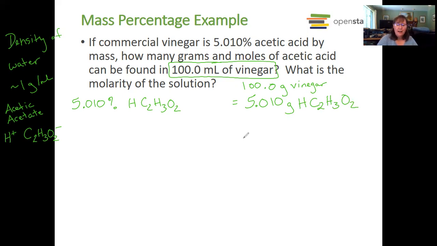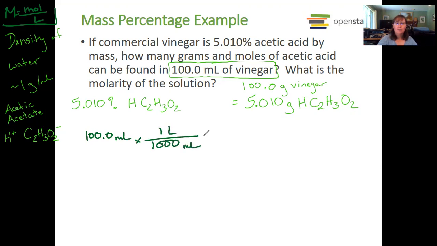Okay, all right. So now our next question says, what is the molarity of the solution? So now we have our volume. Let's come over here and remember that molarity is equal to moles divided by liters. And that's what we need next. So we need to turn this into moles and this into liters. First of all, 100 milliliters divided by 1,000 milliliters in 1 liter means that we have 0.1000 liters of our solution. So that's our volume. And now we have 5.010 grams of acetic acid.